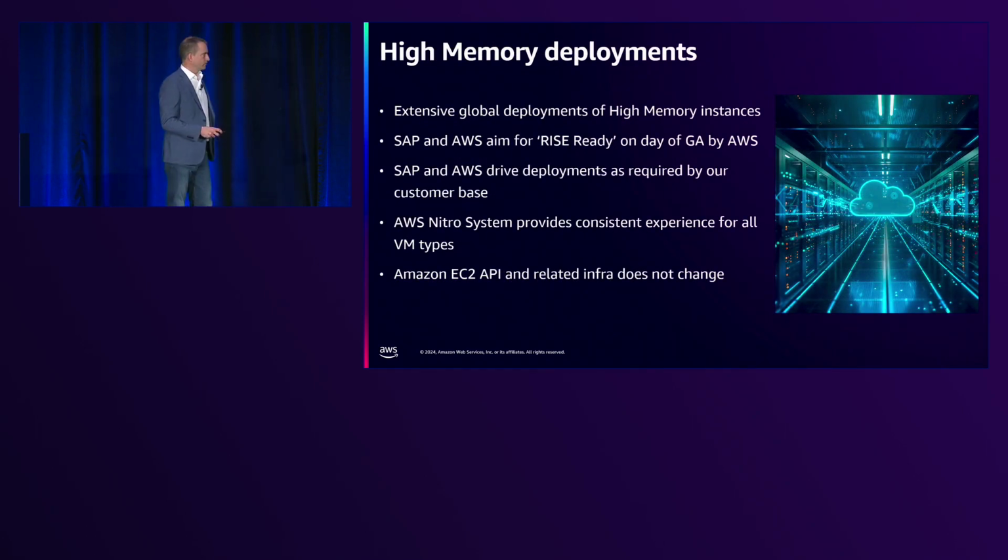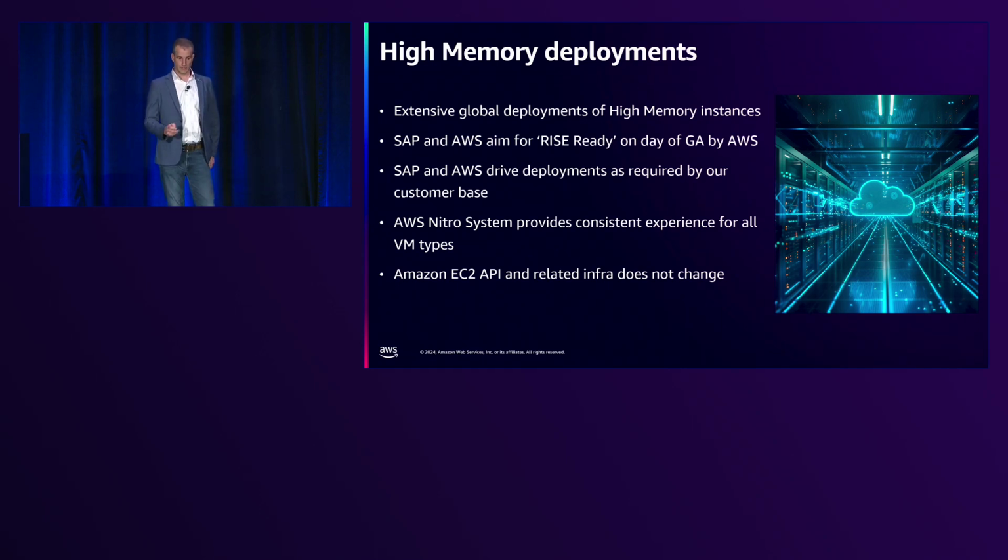So how do we use the high memory deployments? Well, of course, we have extensive global deployments for it. We collaborate with our counterparts in AWS to place hardware wherever it's required. Most importantly, we have preview access and early engagement on all new hardware. So we basically aim for Rise ready on day one. And so by extension, the U7i NH we already have, we already tried it, we already tested it, we're already happy with it, and customers can have it.